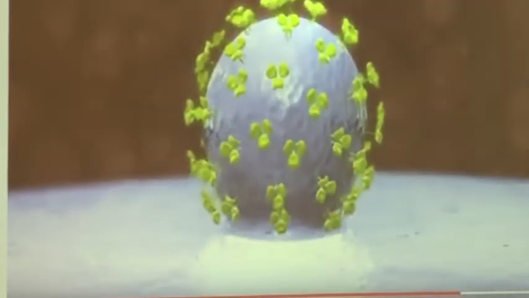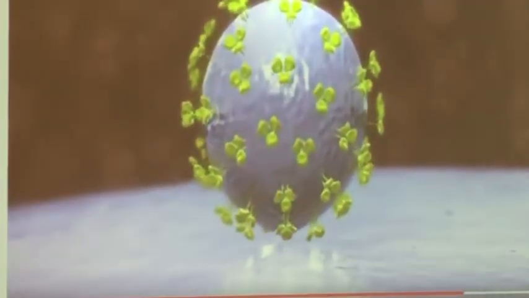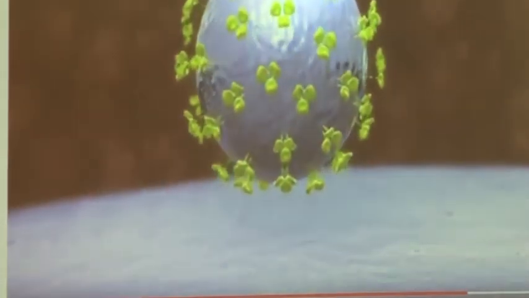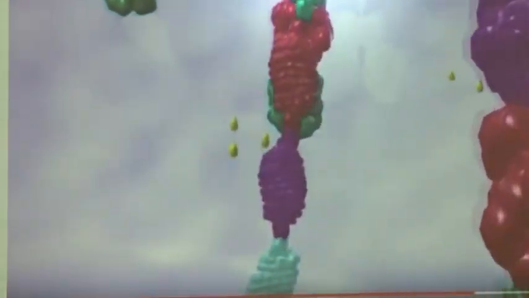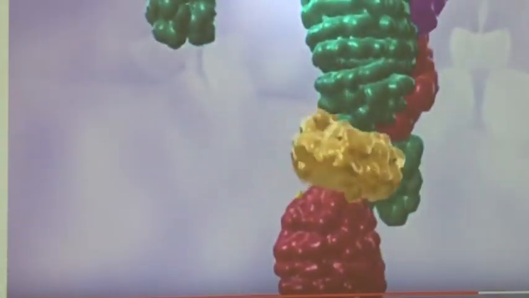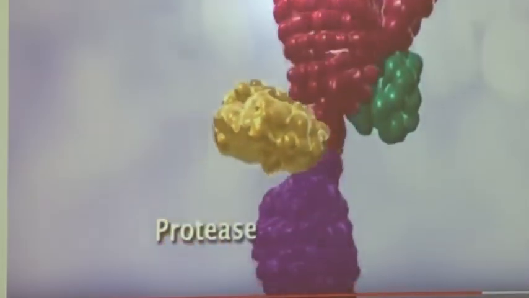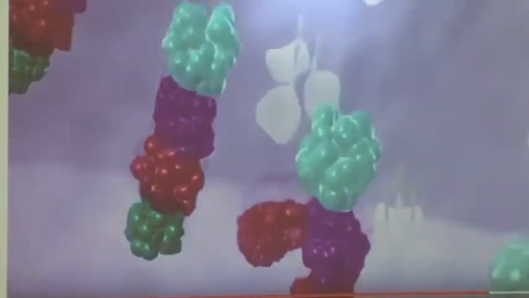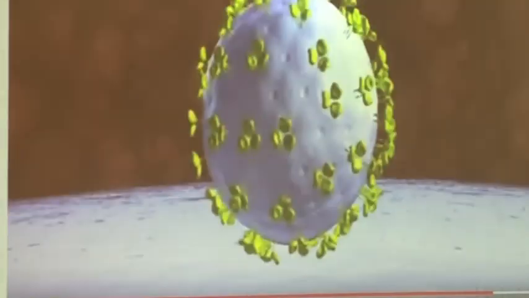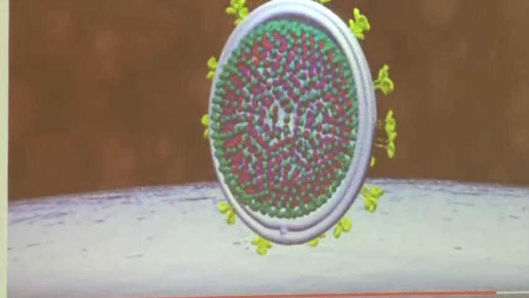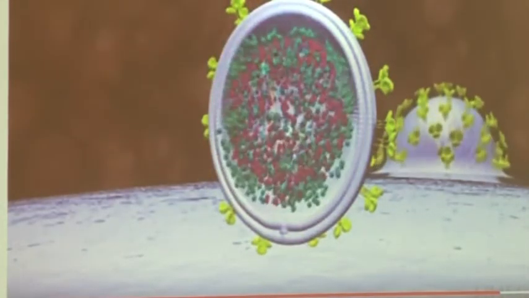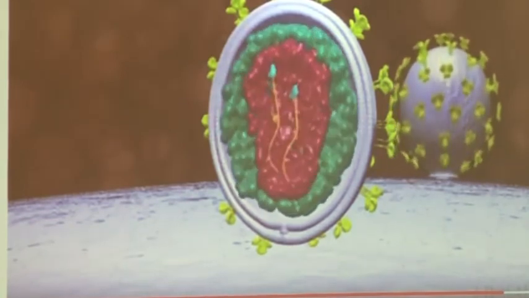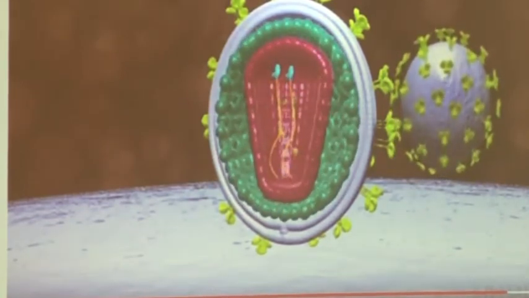This then buds off at the cell surface at this point, but it's still not a mature virion because the polyprotein chain needs to still be digested into its component parts. That's done by an enzyme called protease. Protease breaks up those polyprotein chains and ultimately allows for them to coalesce and form the mature structures that make up the final virion.